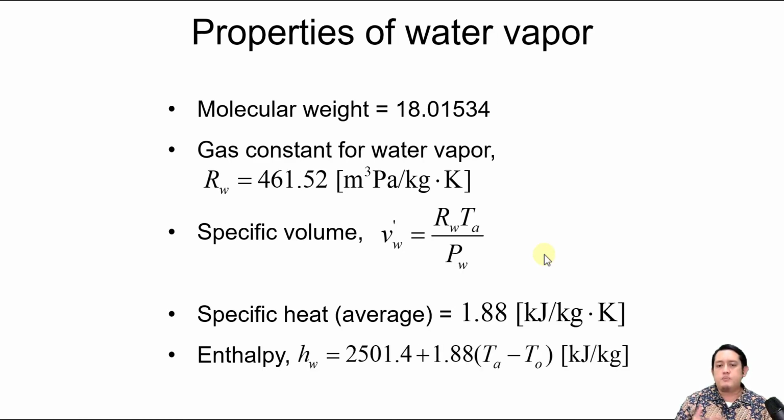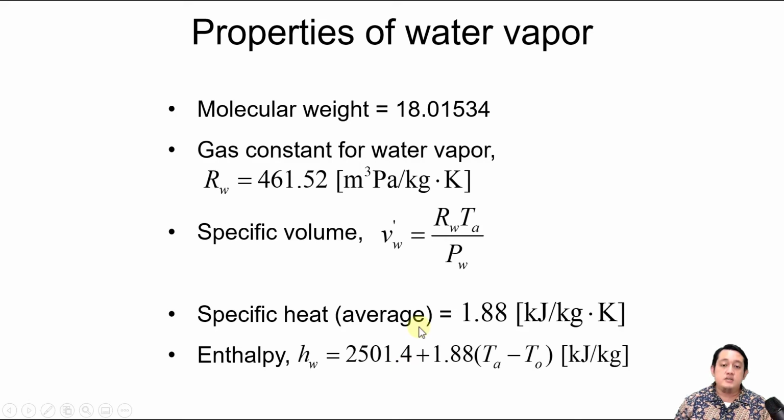Let's look at the properties of water vapor, another thing that we also have in the air. The molecular weight is different, 18. Why 18? Because water is H2O: hydrogen is 1 with two atoms and oxygen is 16, so it becomes 18. The gas constant is 461.52, totally different from dry air. The specific volume is this one. The specific heat is also different, which is 1.88. And the enthalpy is this one, slightly different from dry air.